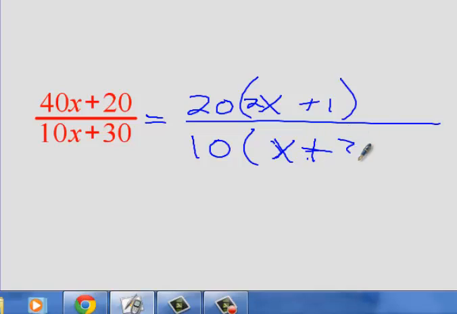X plus 3. All right, so do I have anything that I can straight up just cancel? Like anything that matches identically? No. So what I'm going to do is I'm going to try to reduce. So can 20 over 10 be reduced? Okay, to what?